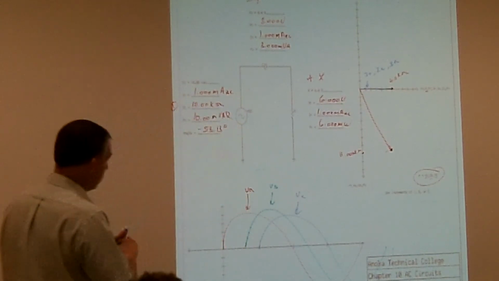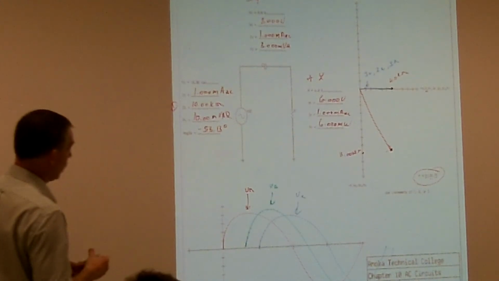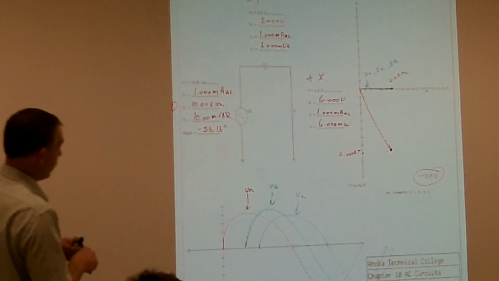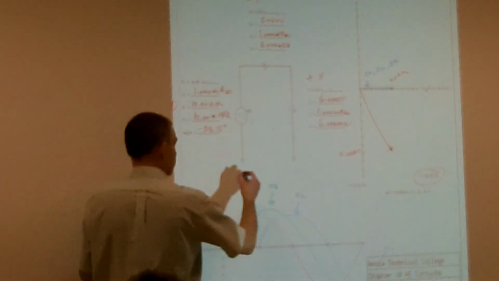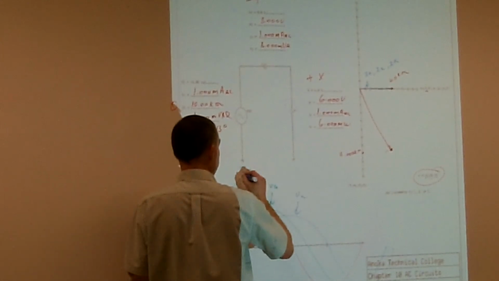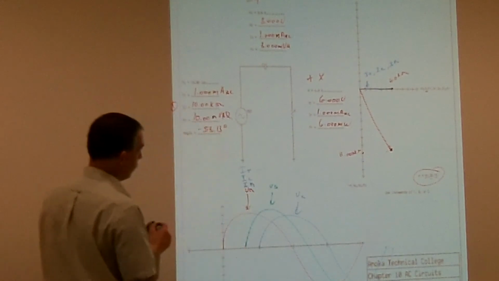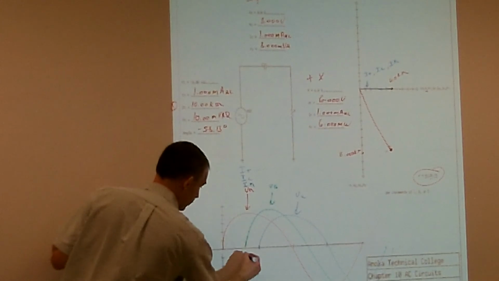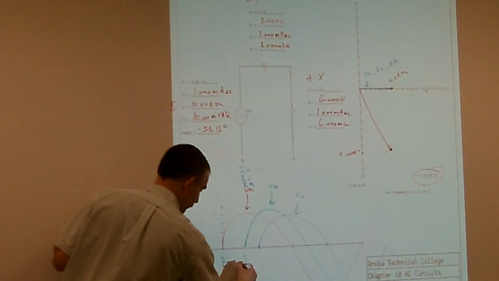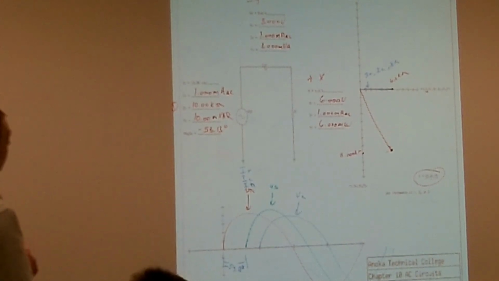And then where's my current? Where does my current start? At what angle? With VR. My current is always going to follow VR. IT, IC, and IR, they're all going to be right at 0 degrees. Okay? And then from here to here, my VS is going to be lagging VR by 53.13 degrees. Okay?